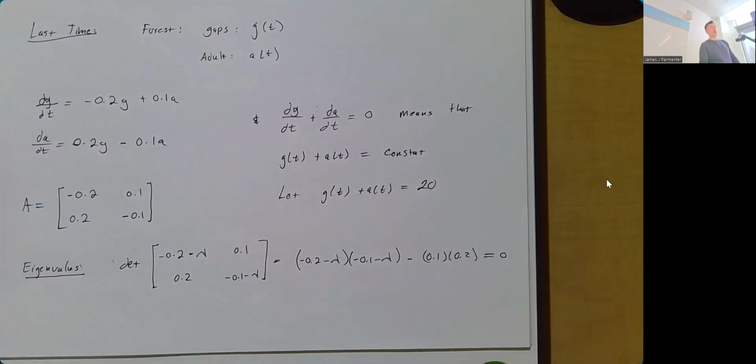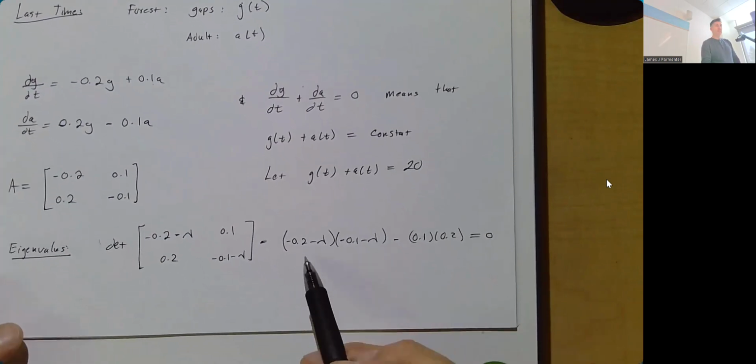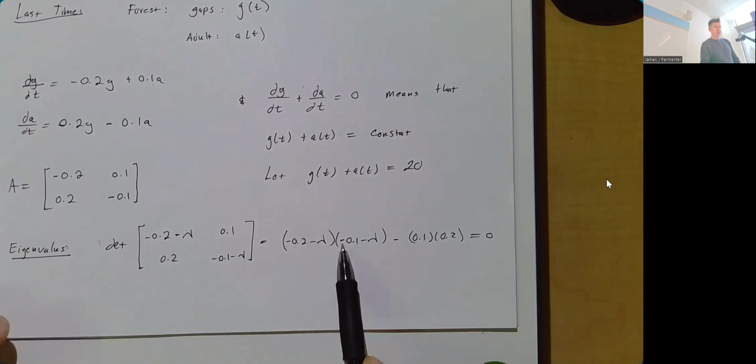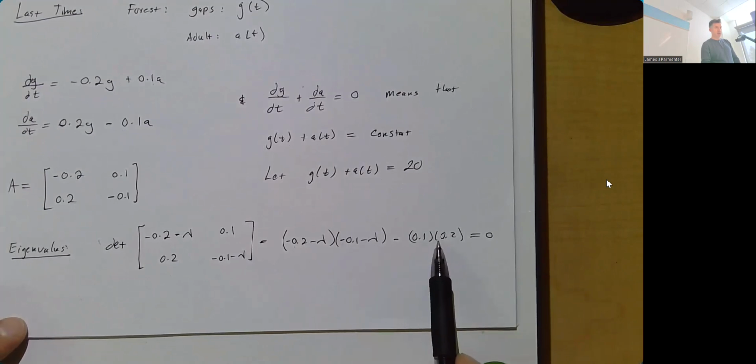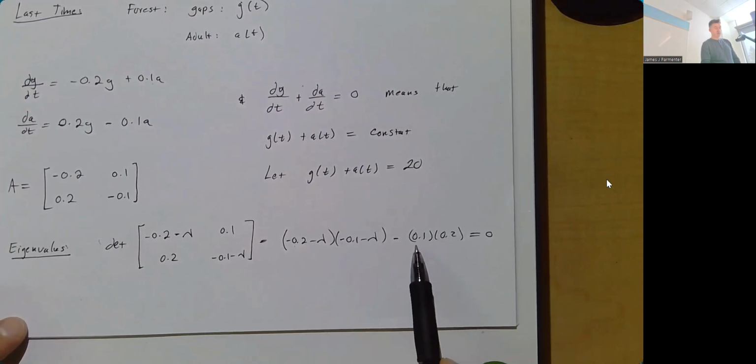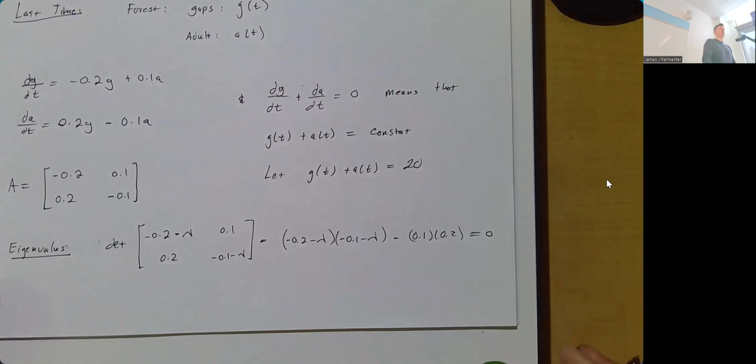Now, if I'm smart here, I can avoid doing some of the mental arithmetic. I'm noticing the following. I'm going to have negative 0.2 times negative 0.1, and that's the same as 0.2 times 0.1. Which means the 0.2 times 0.1 here minus the 0.2 times 0.1 here is going to cancel out. So I don't really need to know that 0.1 times 0.2 is 0.02.